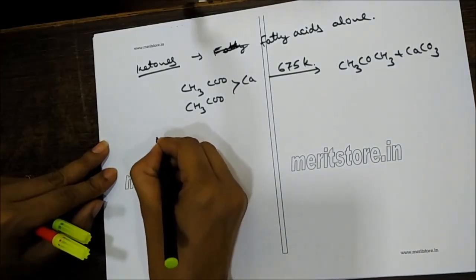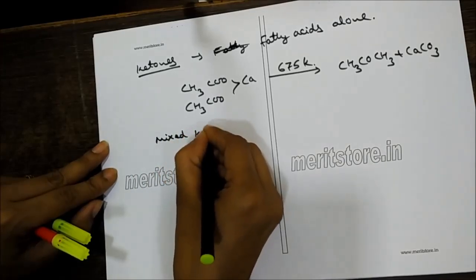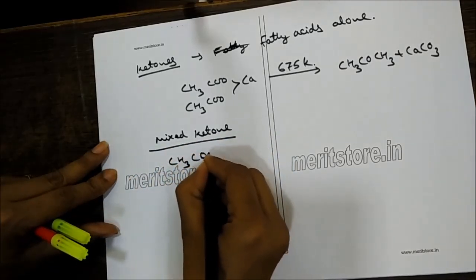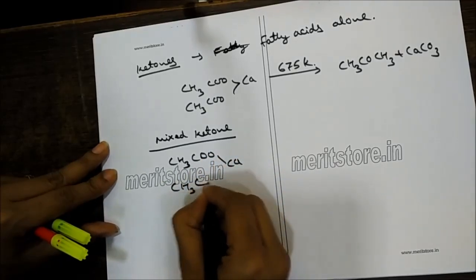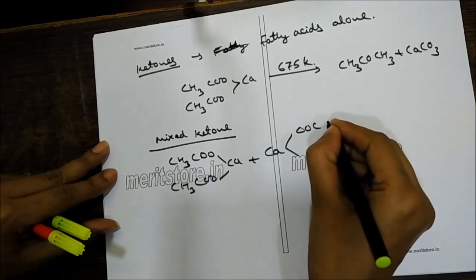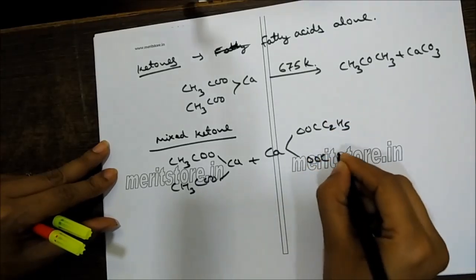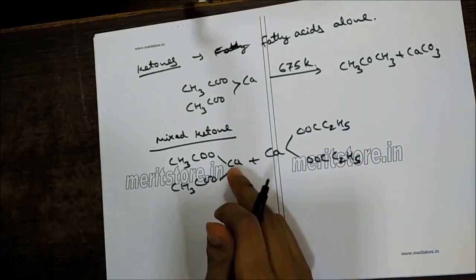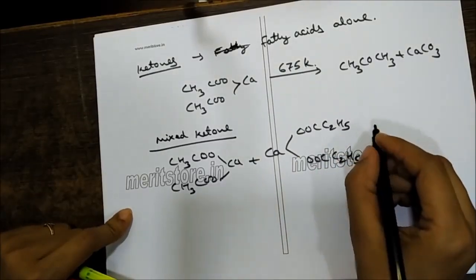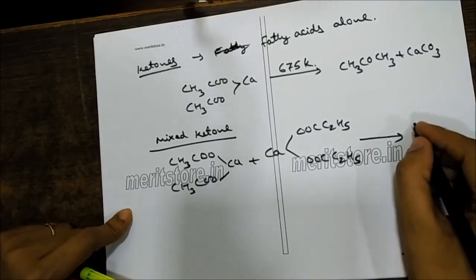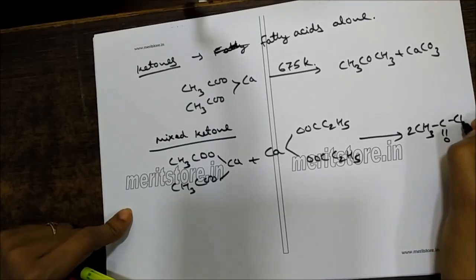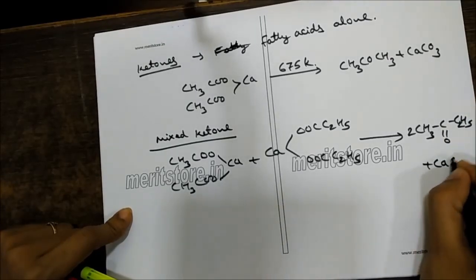Mixed ketones are also formed if we take mixed fatty acids. If we take calcium salt of acetic acid and calcium salt of propanoic acid, it will give mixed type of ketones, that is ethyl methyl ketone, and calcium carbonate will be removed.